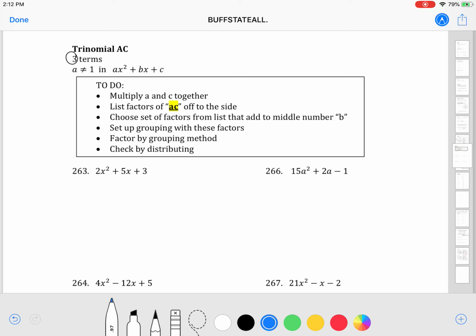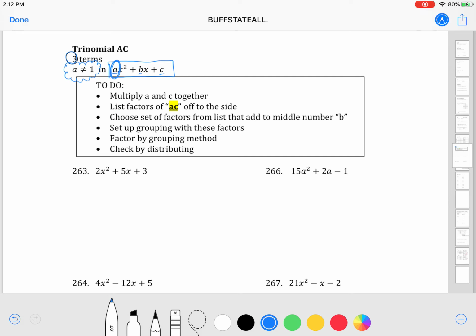Now, we also talked about this, but I'm going to bring it up again because it's super important for this right here. Ax squared plus bx plus c is the standard form of a quadratic. Remember, a, b, and c are just numbers. Okay? So, when are you going to use this trinomial AC method? Ultimately, if it has 3 terms, and this part right here is crucial, A, which is this first number right in front here, is not a 1.